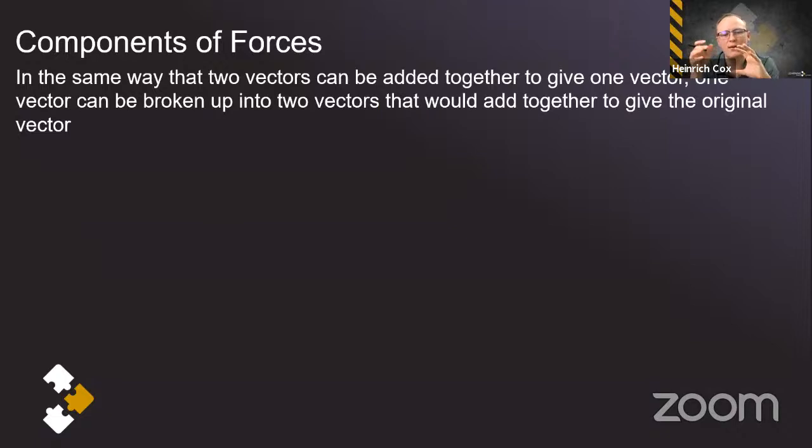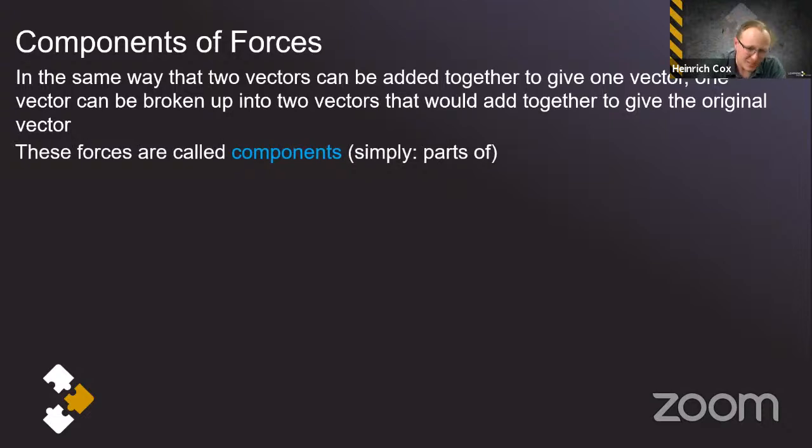In the same way that two vectors can be added together to give one vector, a resultant vector, one vector can be broken up into two vectors that would add together to give the original vector, right? These two things that you add together to get the original are called components. Components is just a word that means parts of. And surely when you put the parts of something together, you get again the whole.